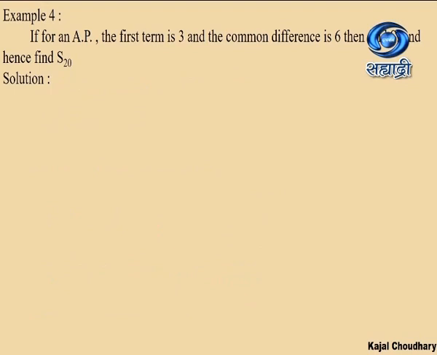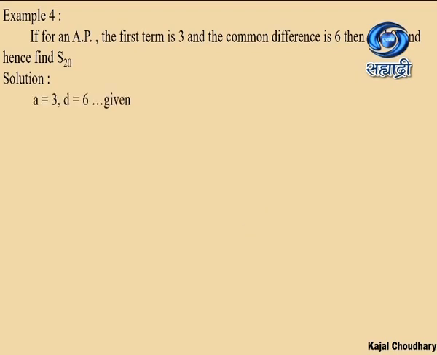Here we are moving on to another example. If for an AP the first term is 3 and the common difference is 6, then we have to find Sn and hence find S20. That means we have to find Sn first and then we will find S20. Let's see how we are going to get that.